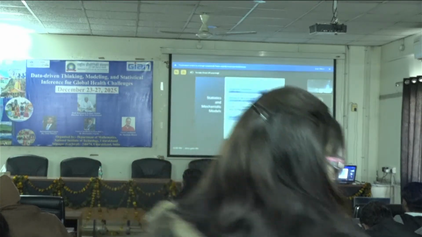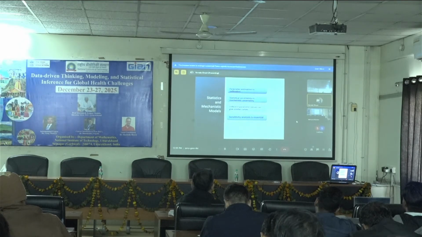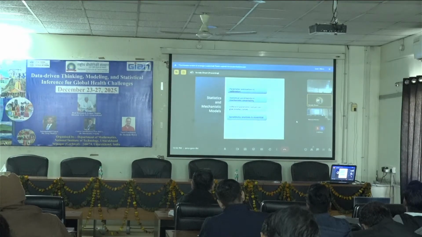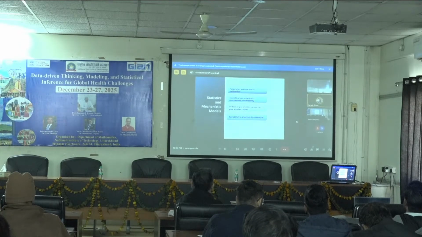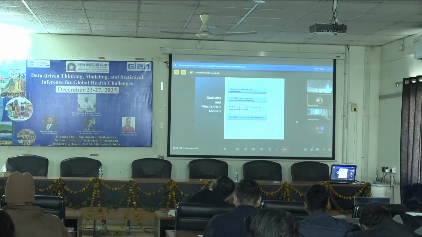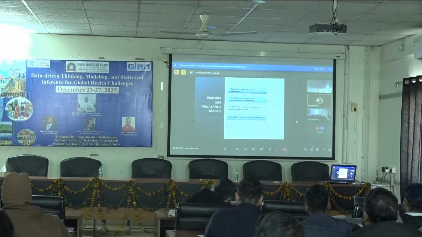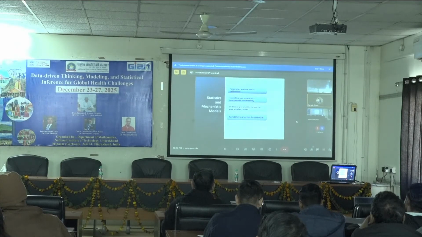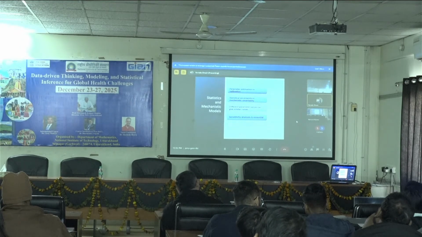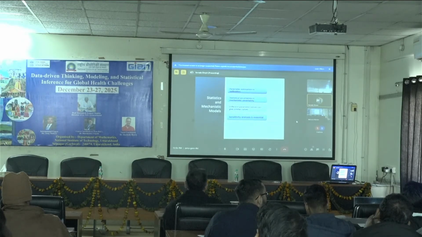So in statistical and mechanistic models, here are some points we discussed about why uncertainty matters in public health. Now these are all the possible details. First is parameter estimation versus calibration. What is parameter estimation? Parameter estimation basically uses data to statistically estimate model parameters with uncertainty. So we guess, or in statistical language, the guess is denoted as an estimate.